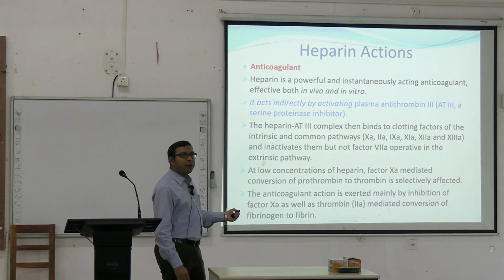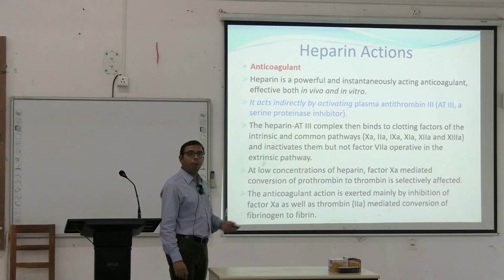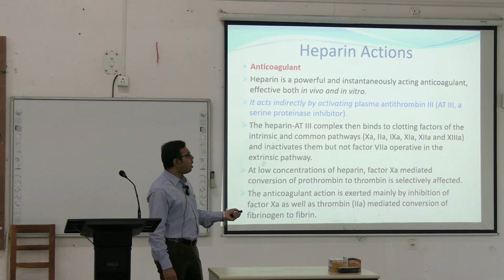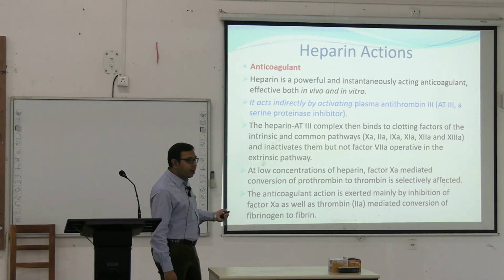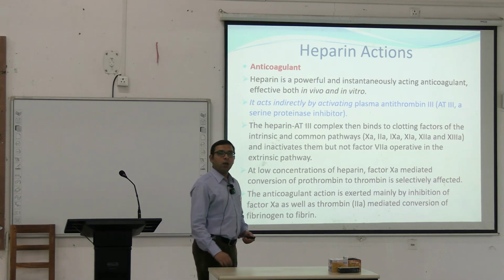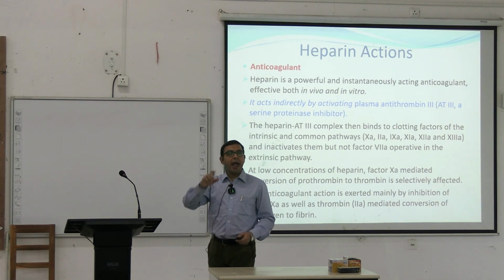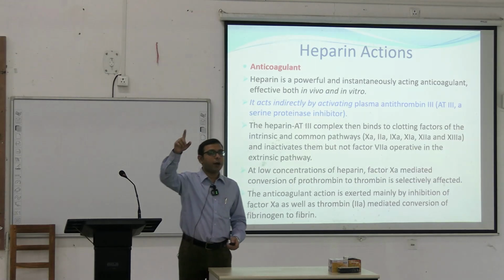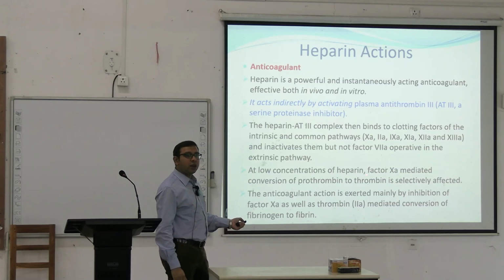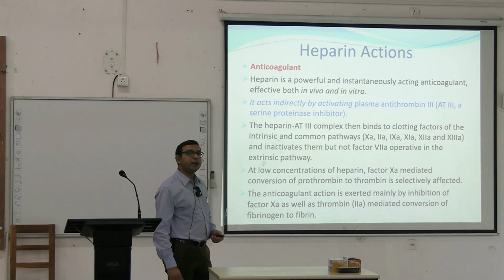So this heparin-antithrombin 3 complex binds to clotting factors of the intrinsic and common pathways, like factors 10A, 2A, 9A, 11A, 12A, and 13A, and inactivates them, but not factor 7A, which operates in the extrinsic pathway. So heparin mainly acts, as in the diagram you have already seen, in the common pathway as well as the intrinsic pathway, but not in the extrinsic pathway. Okay. At low concentrations of heparin, factor 10A mediated conversion of prothrombin to thrombin is selectively affected.